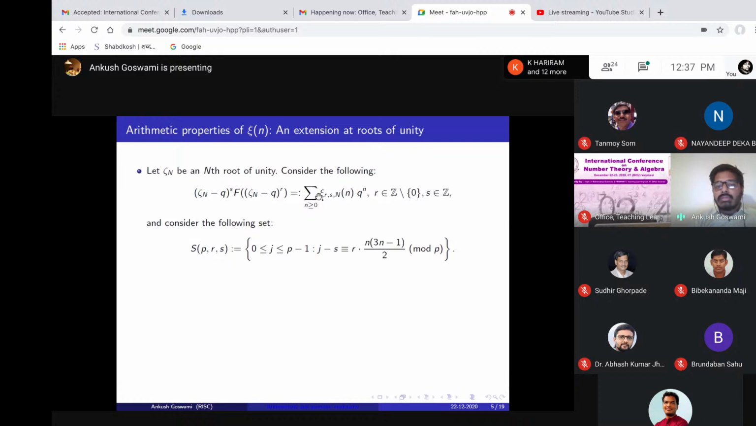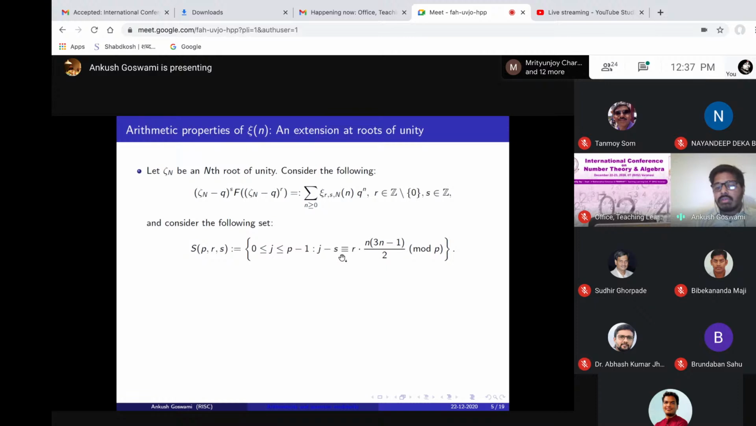So what Andrews and Sellers and others did was to consider the case when ζ_N is equal to 1. And I considered the expansion when ζ_N is not necessarily 1, but could be any root of unity. So to obtain prime power congruences for this general family of Fishburn numbers, you have to first consider this set S_{p,r,s}, which is defined to be the set of all integers between 0 and p − 1 for which this difference j − s is congruent to r times some pentagonal number mod p.